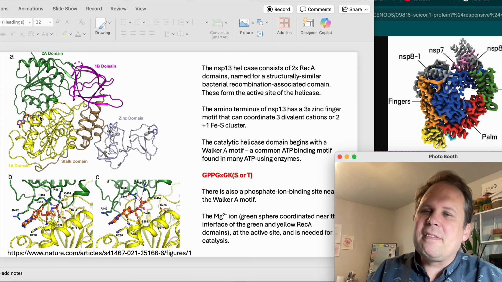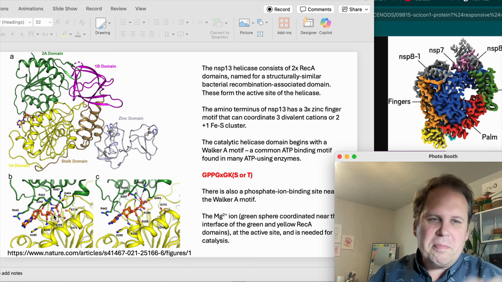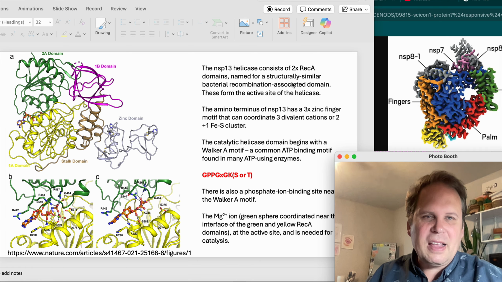Over here is the active site, and that's where it's going to have the metal ion. That's our little green dot. And this one was solved with magnesium. That seems likely, but it may well tolerate other ones.